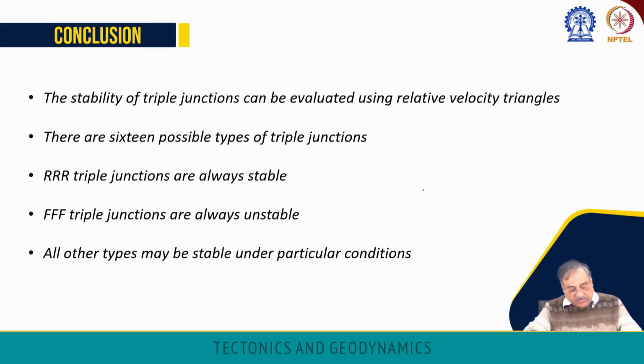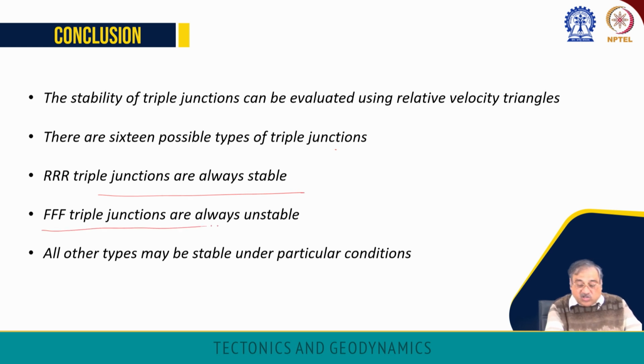So just to conclude then, the stability of triple junctions can be evaluated using relative velocity triangles. There are 16 possible types of triple junctions, of which RRR triple junctions, that is ridge triple junctions, are always stable. Fault triple junctions are always unstable. And all other types might be stable under particular conditions. There might be some which actually evolve into other geometries. Unstable triple junctions, by their very nature, evolve to a different geometry with time.